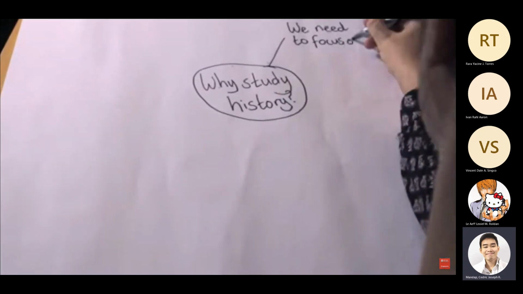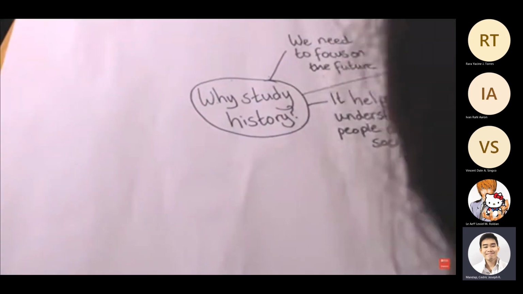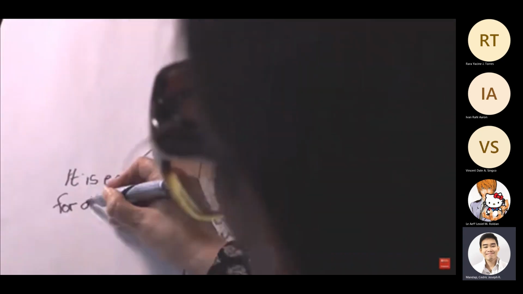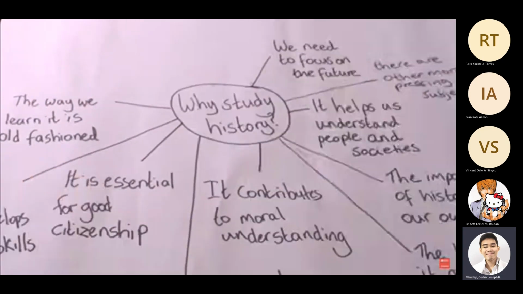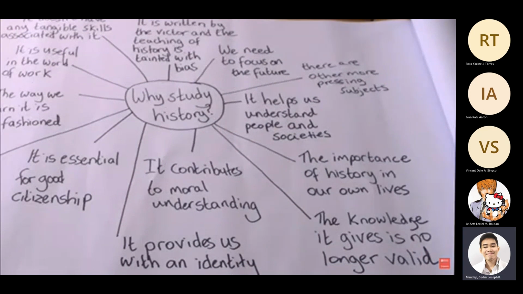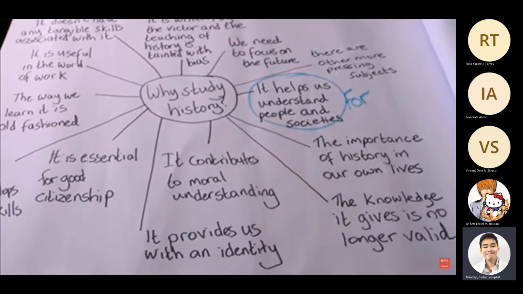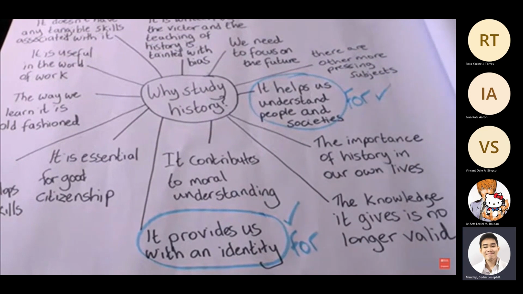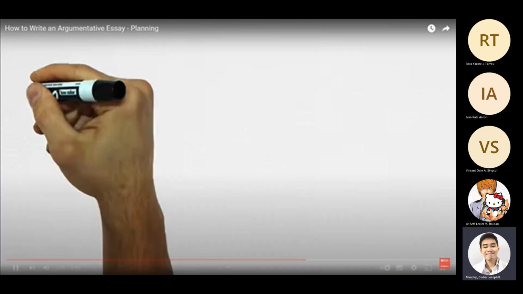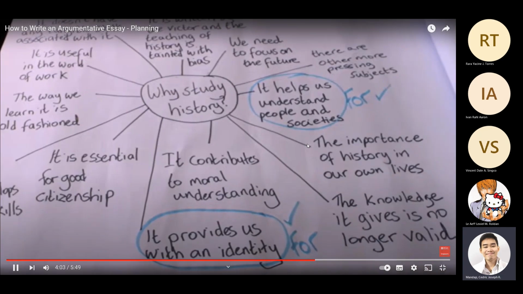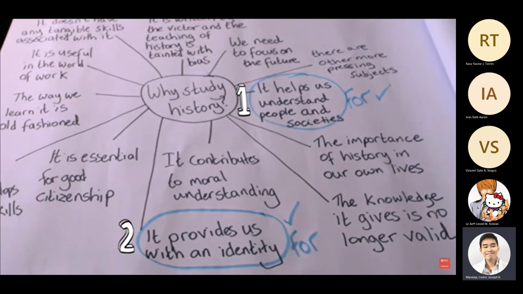Put your question in a circle in the centre of the page, then write as many ideas as you can for and against the argument. Decide which points are positive and negative. Choose the two strongest ideas to support your opinion. You will need to think of an additional point connected to each, followed by an example, so choose the points you have the most to write about. These will be your main ideas for body paragraphs 1 and 2.